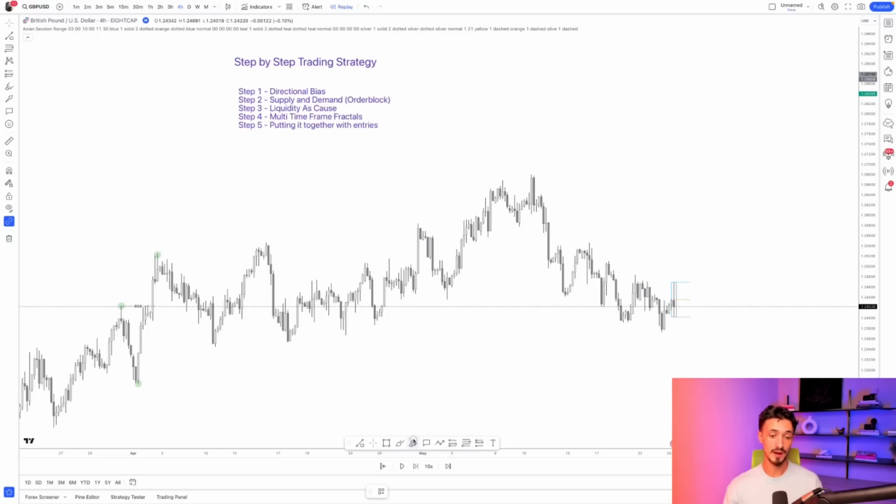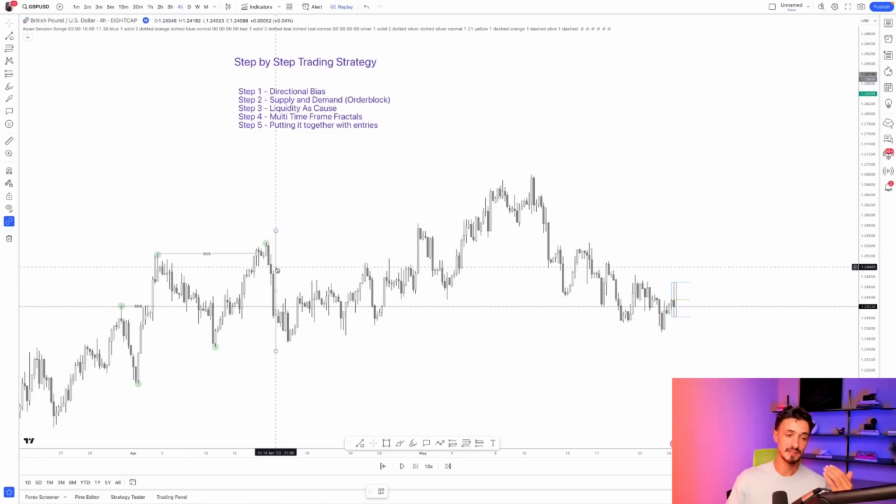So essentially we're waiting for some sort of pullback before some sort of extension that breaks structure to the upside. So we mark out our lowest point of the pullback and our highest point again for the pullback. So let's say, hypothetically speaking, you couldn't see anything that was past this line right here. Price has just broken structure to the upside, like so.